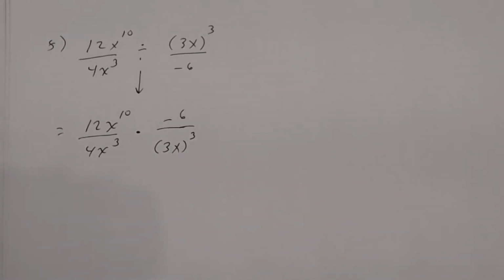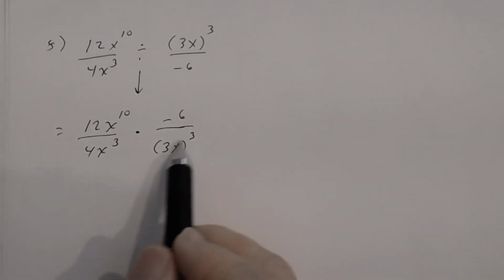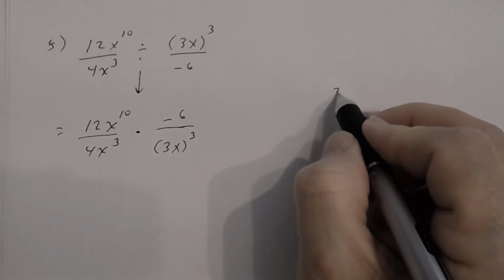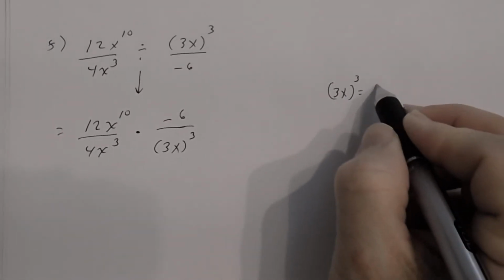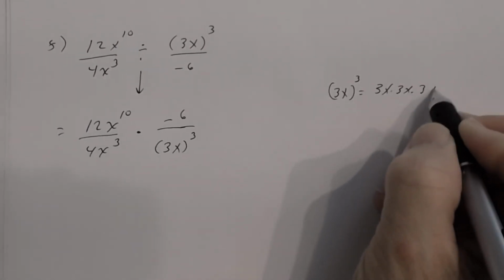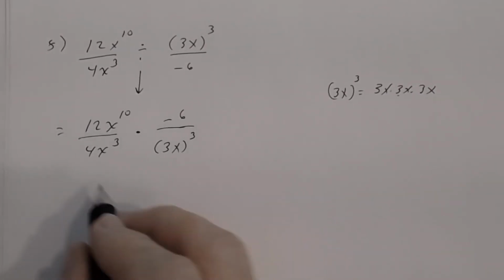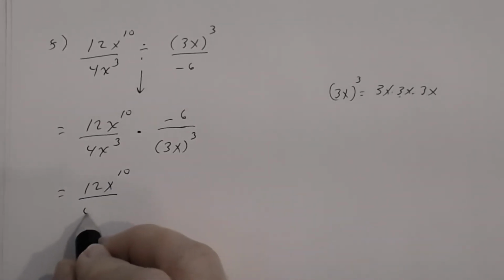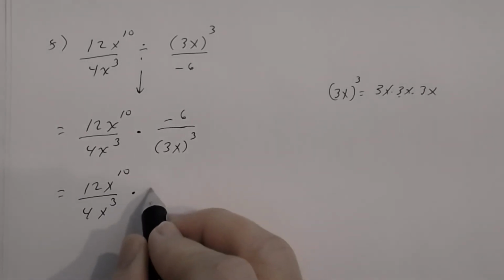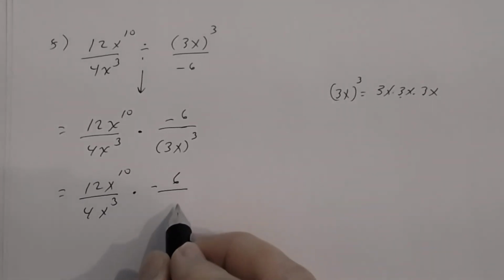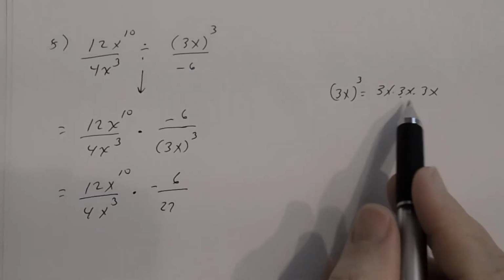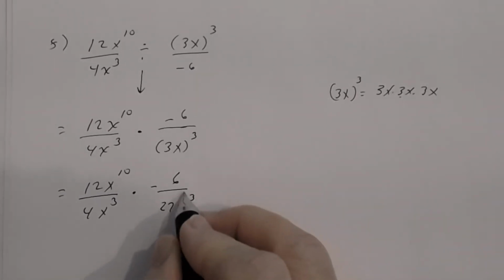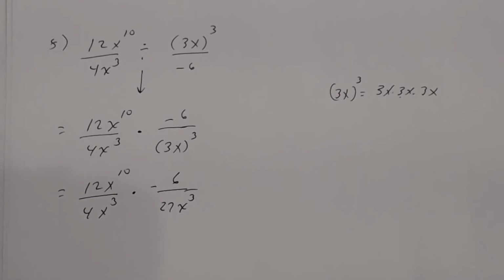Okay, now what I would do next is deal with this right here. So in our previous course, remember that 3x to the 3rd means 3x times 3x times 3x, right? So 3 times 3 times 3 is 27. So I'm going to get 12x to the 10th divided by 4x cubed times negative 6 divided by 27, and then x times x times x is x cubed.